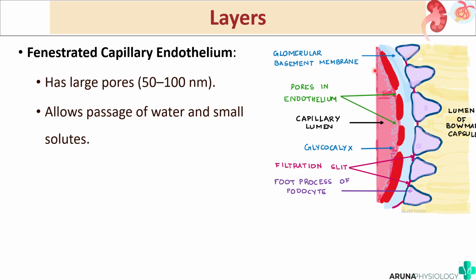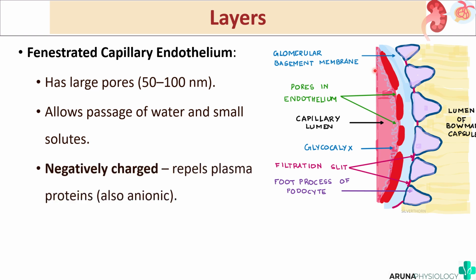Now, as I said, the filtration barrier is not only size specific, it is also charge specific. This has a negative charge and thereby repels the plasma proteins, and this negative charge is usually because of the glycocalyx here.